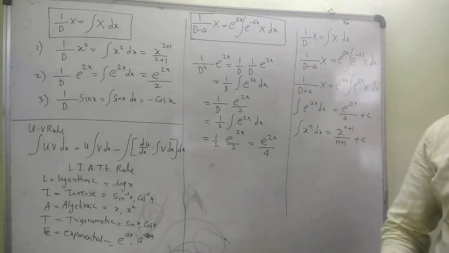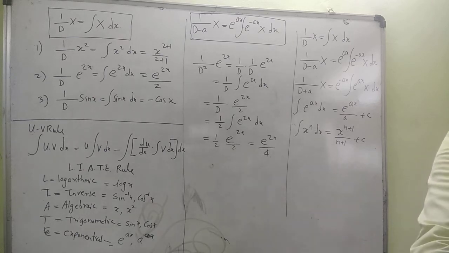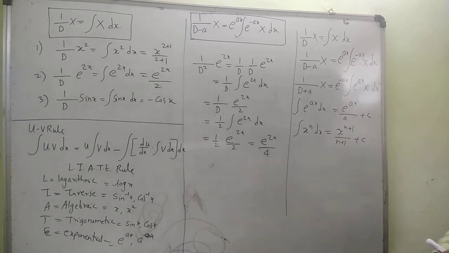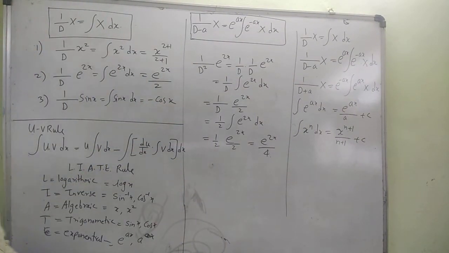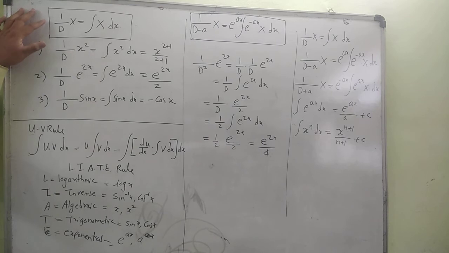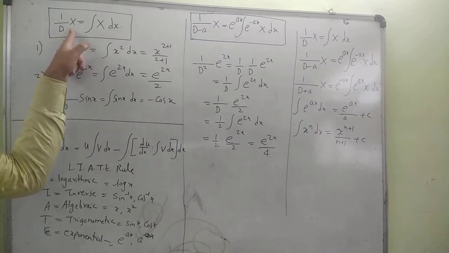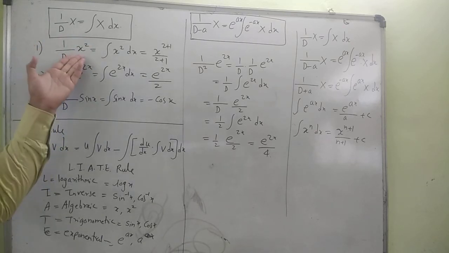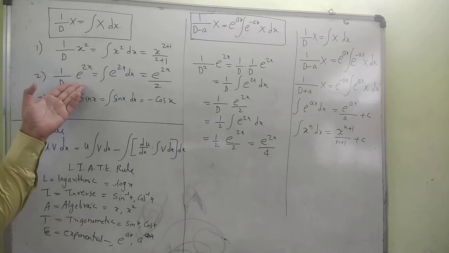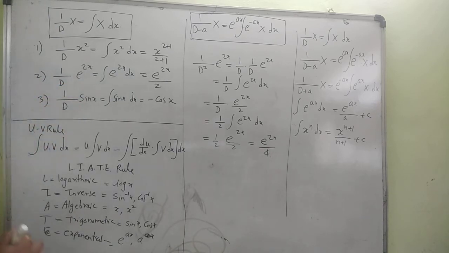Well, now we will be discussing both the formulas in detail. The first one is related to 1 upon D into X. X doesn't mean our regular small x. X can be anything: it can be x square, it can be e raised to ax, it can be sin x. Now let us see how to solve the numericals.